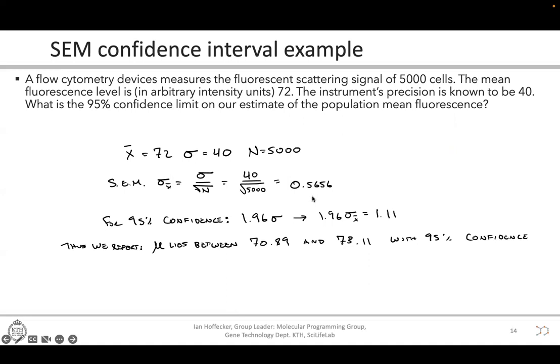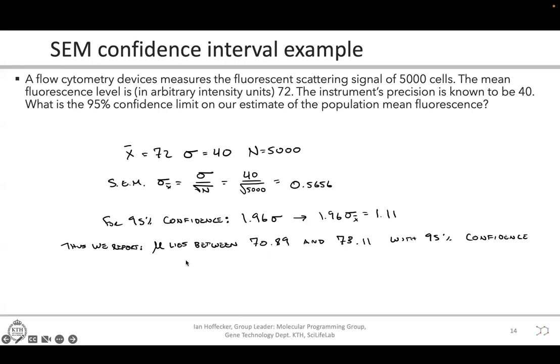So if we want to construct a 95% confidence interval, we can recall from the Gaussian table that 95% corresponds to 1.96 standard deviations away from the mean. But in this case, we're going to use the standard error of the mean for this statement. So for a 95% confidence statement, it's going to be 1.96 times 0.5656. So that's 1.11.